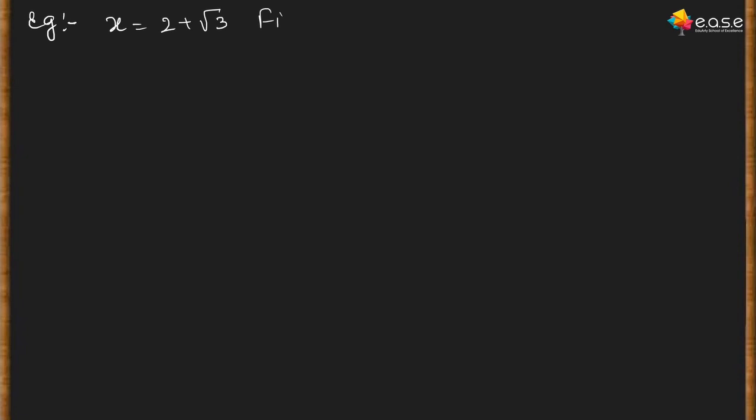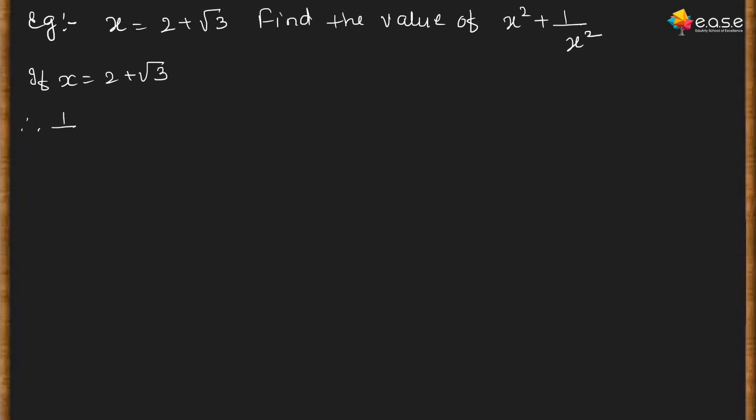Then we have to find the value of x square plus 1 by x square. Okay, now if x is equal to 2 plus root 3, therefore 1 by x is equal to 1 by 2 plus root 3. So if you rationalize the denominator, you will get 2 minus root 3 and you will divide this by 2 plus root 3 into 2 minus root 3.